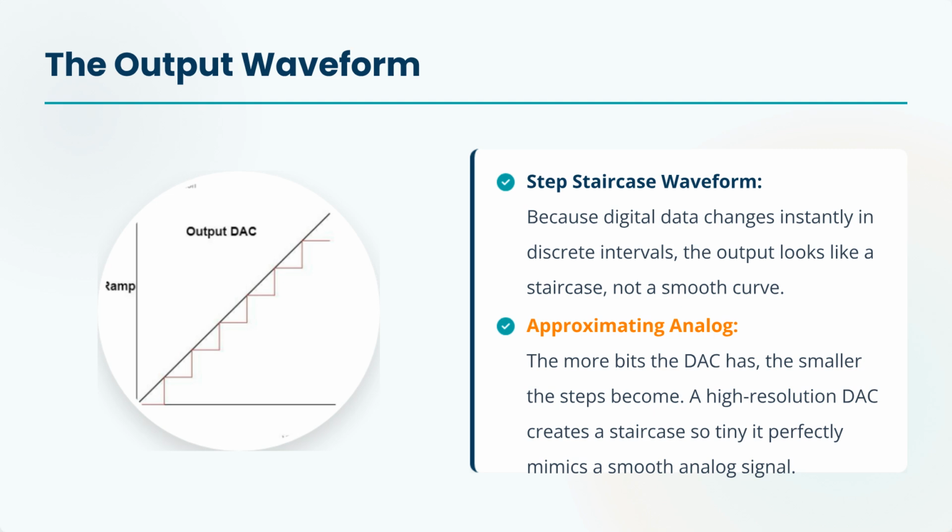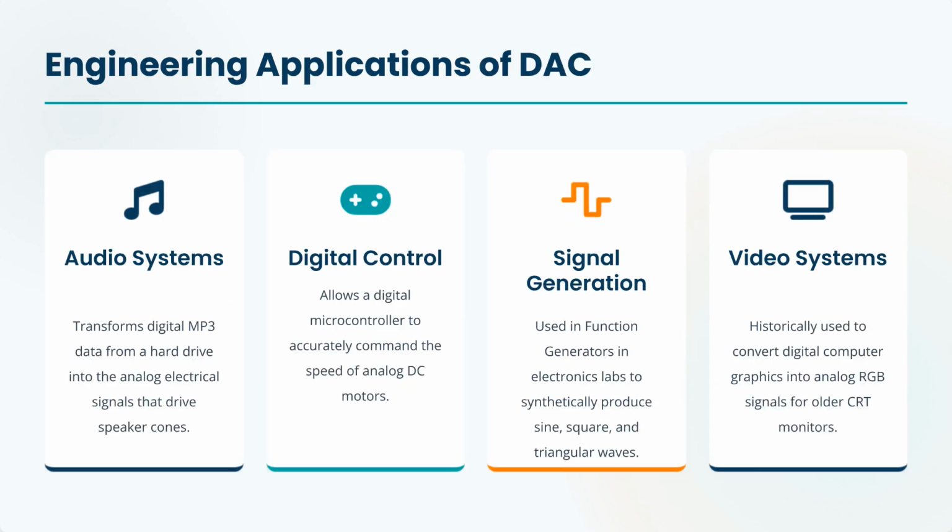A DAC's output is a step staircase waveform because digital data changes in discrete intervals. However, the more bits the DAC has, the smaller the steps become, allowing a high-resolution DAC to perfectly approximate a smooth analog signal. DACs have several key engineering applications, including audio systems, digital control for motors, signal generation for producing waveforms, and video systems for converting graphics to analog signals for older monitors.